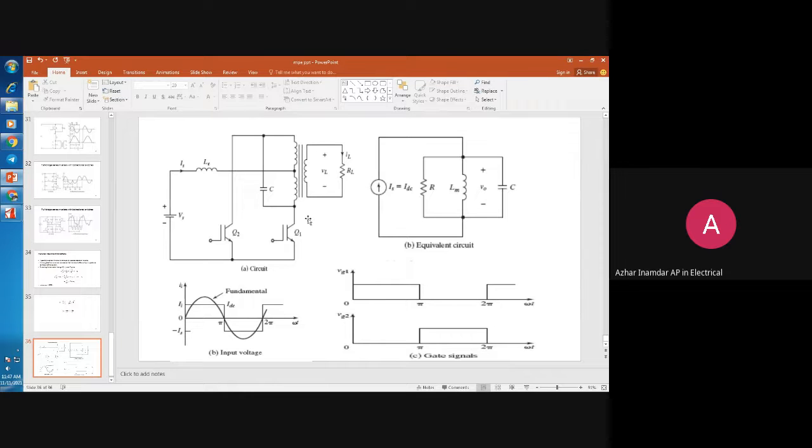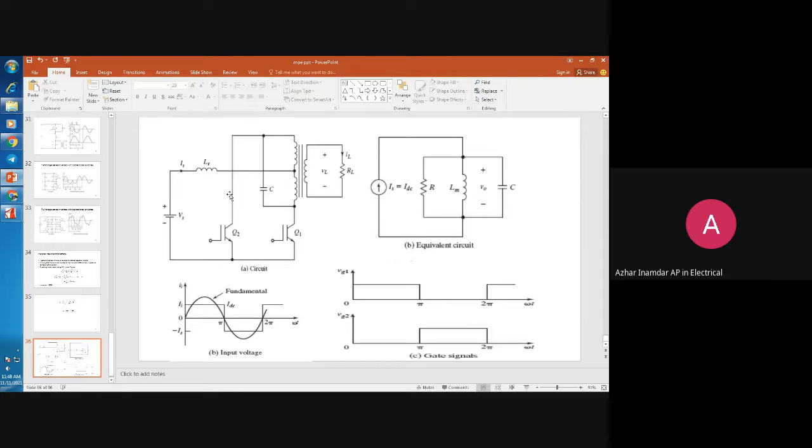It is supplied from a current source, so that the circuit will offer a high impedance to the switching current. Here you can see the circuit diagram, and this is the equivalent diagram of this circuit. You can see R, L, Lm and C. VO is the output voltage, and Is is the source current.